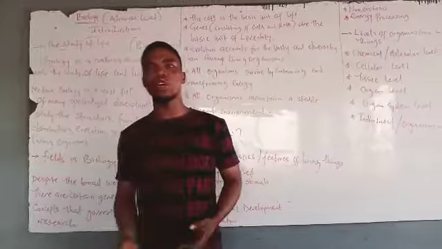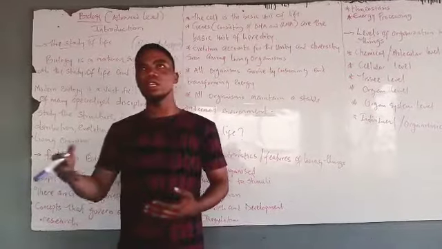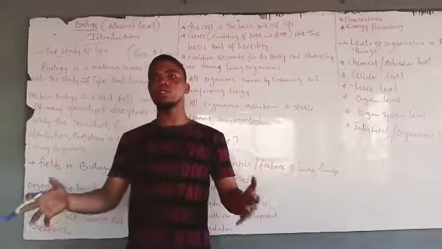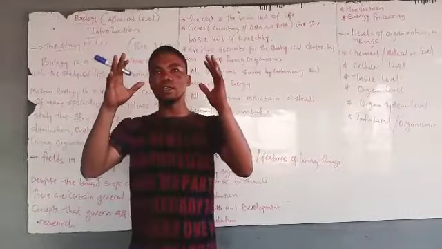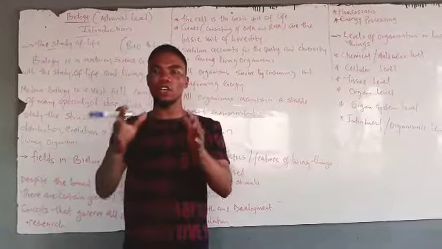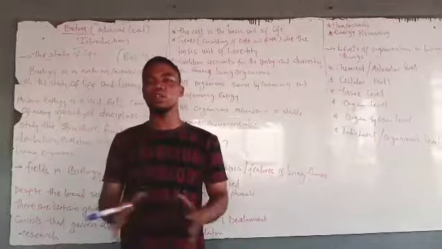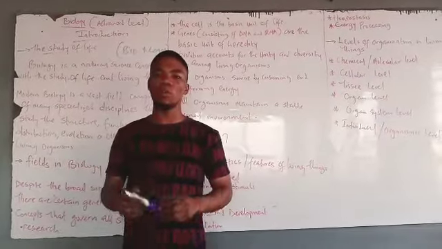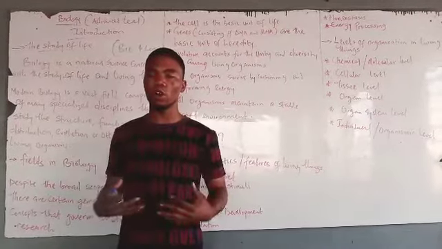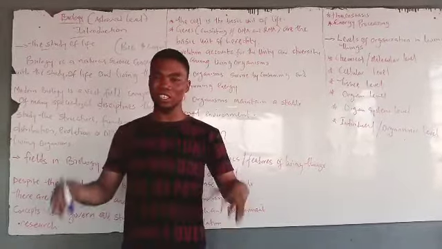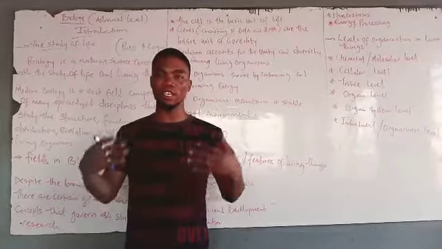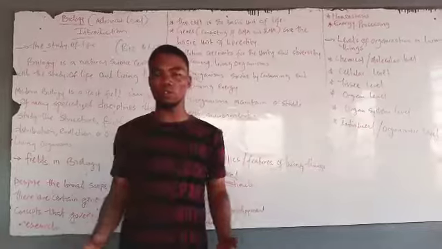Under morphology, we have two types: internal morphology and external morphology. The internal morphology studies the internal makeup, that is the structures, the organs, everything that makes up a living organism, while the external morphology deals with the color, the size, all characteristics that can be seen externally in a living organism. So that is what external morphology is all about.